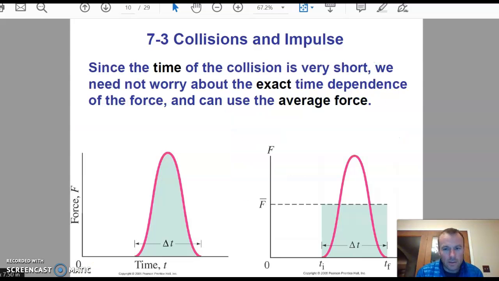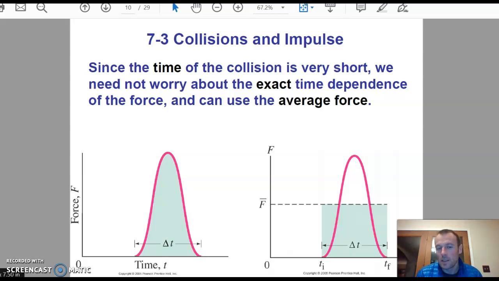Now, one of the big understandings with momentum and collisions is how the time interval affects the average force required during a collision. If we increase the time interval, that allows for a smaller force to act to achieve the same impulse. On the other hand, if we decrease the time interval, that makes a really big average net force to create the same impulse.